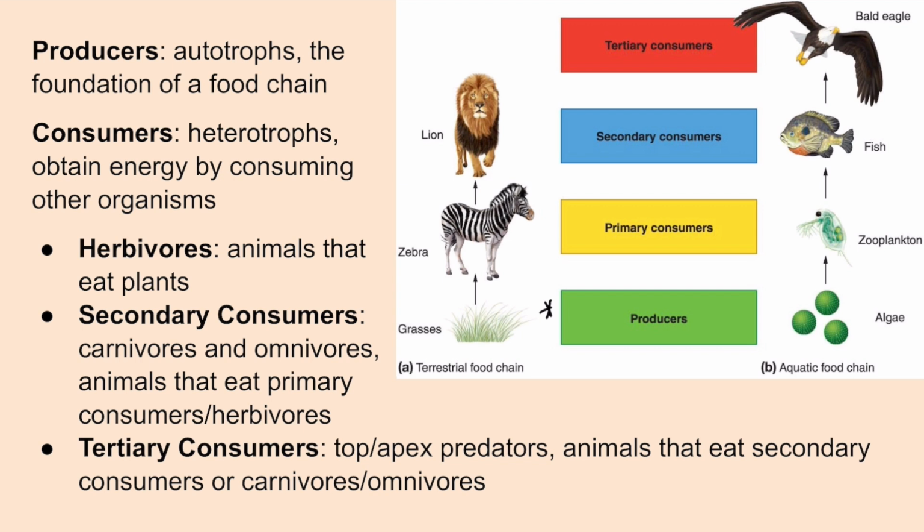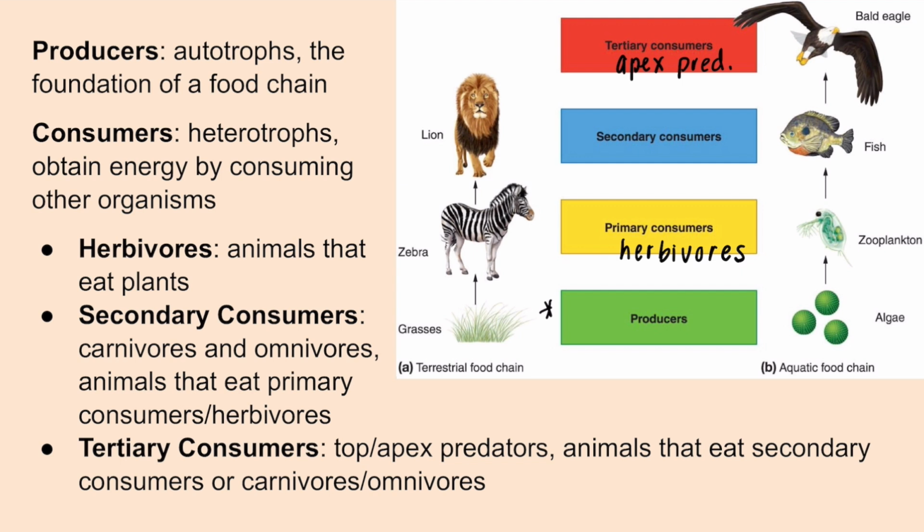As we move up from producers, so if we're looking at this diagram here, we have producers at the base, and then everything above them is considered a consumer. So consumers are heterotrophs. That means they obtain energy by consuming other organisms. And the primary consumers, these are our herbivores, followed by our secondary consumers. Those are carnivores and omnivores. They're animals that primarily eat other consumers. So these consumers will eat primary consumers. And then tertiary consumers are our top or apex predators. So apex predators, they're animals that eat secondary consumers or carnivores and omnivores.